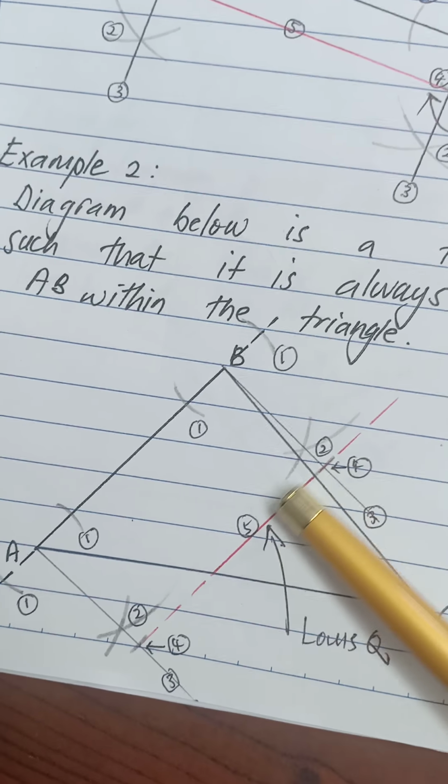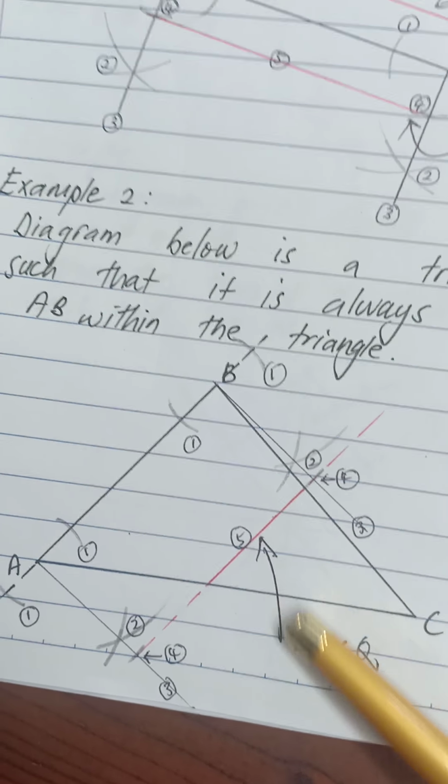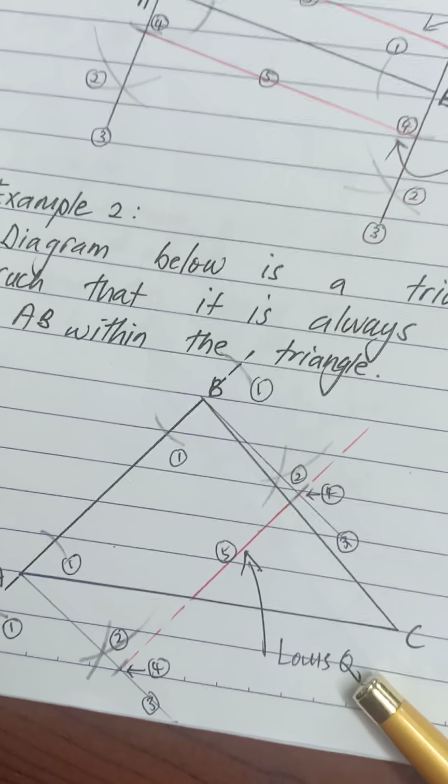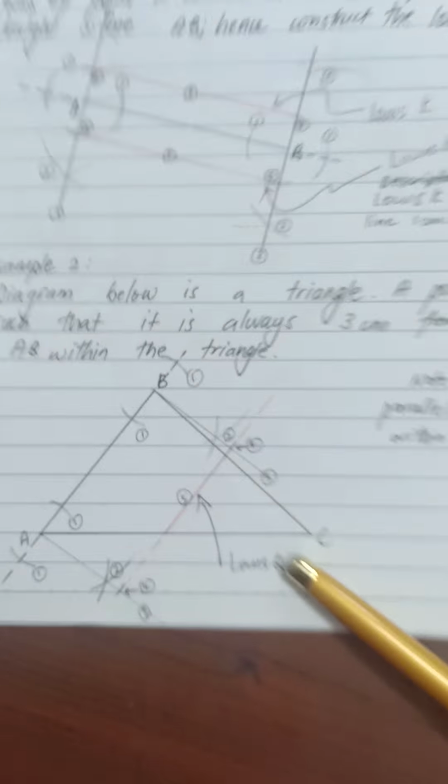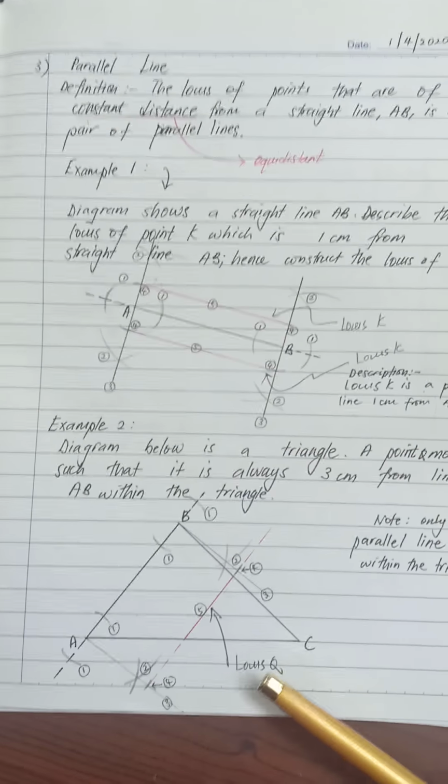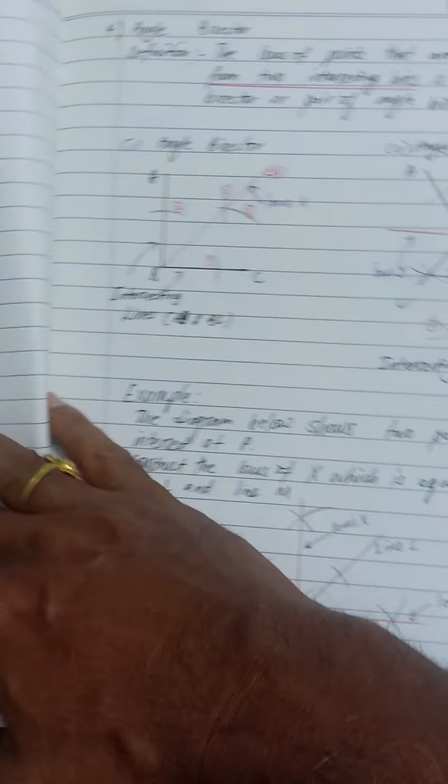So the locus is from here to here. I name it as locus Q. Please label, don't forget. Right. Do you understand? Okay, this is how you do parallel lines. Now let's look at angle bisector.